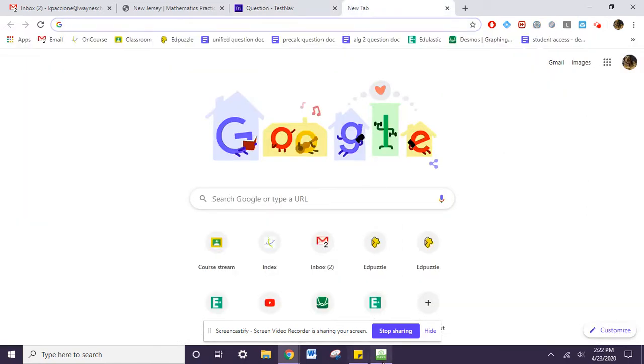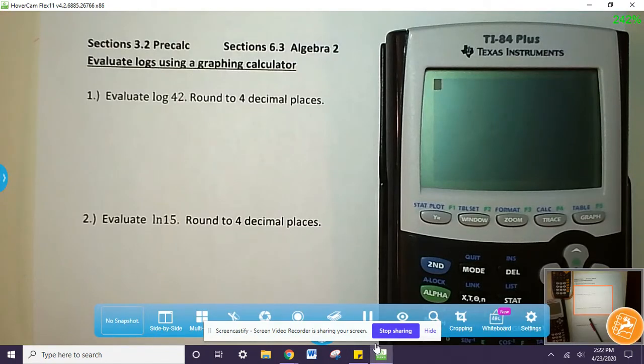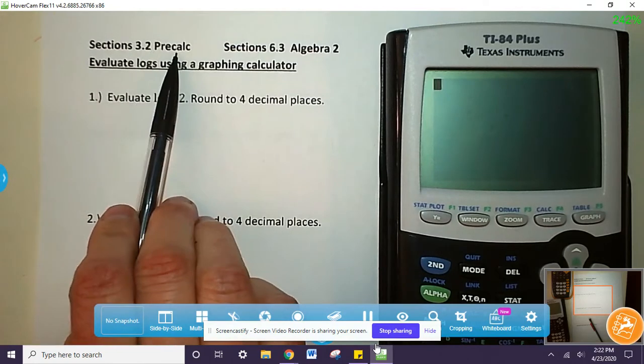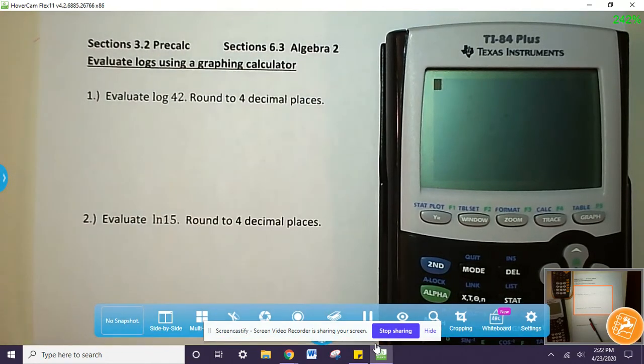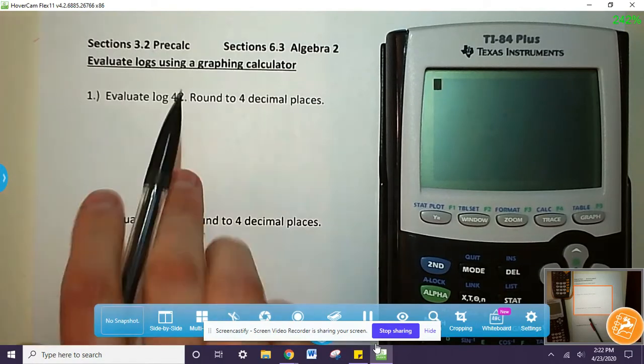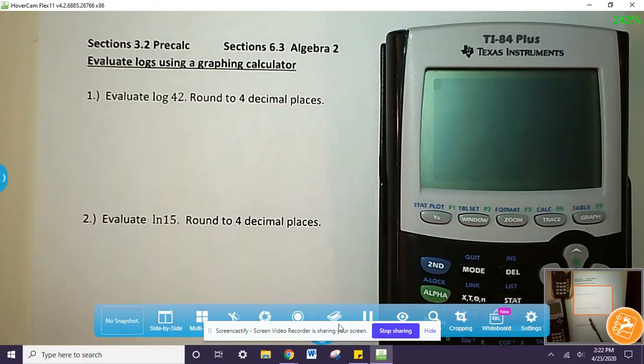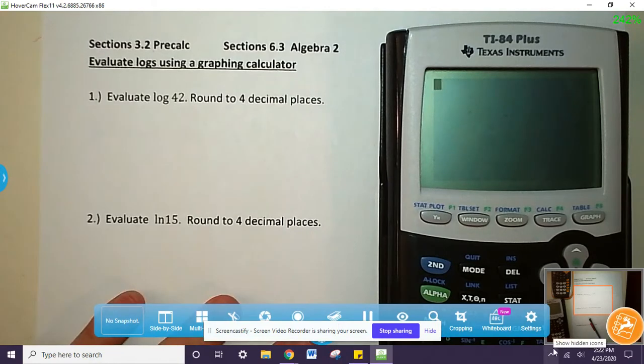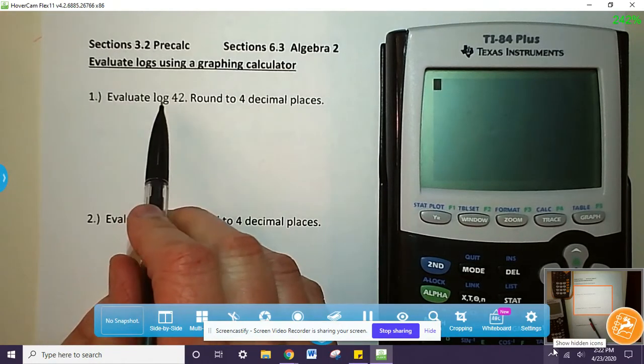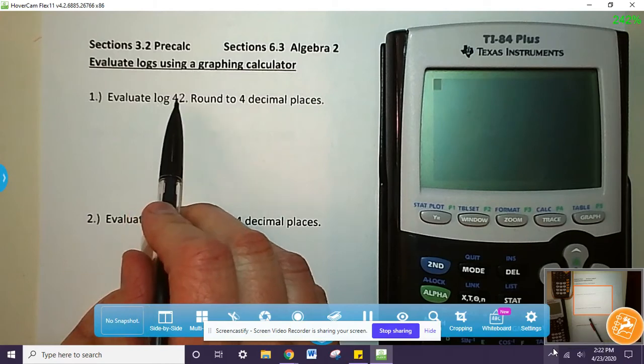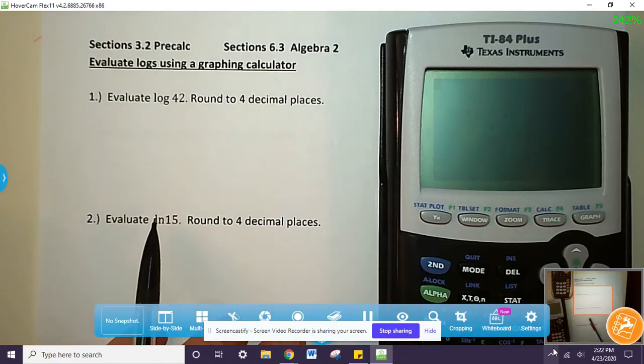What we're going to do is work in section 3.2 to start if you're in Precalc. This is section 6.3 if you're in Algebra 2. The first thing we want to do is evaluate some logs. First is log of 42, and to evaluate the log of 42, you just want to use your log base 10 button. This is log base 10 because there's no base written. When we get to number 2, that's natural log, base e, because it's ln.